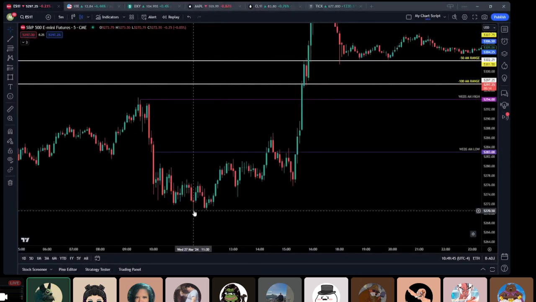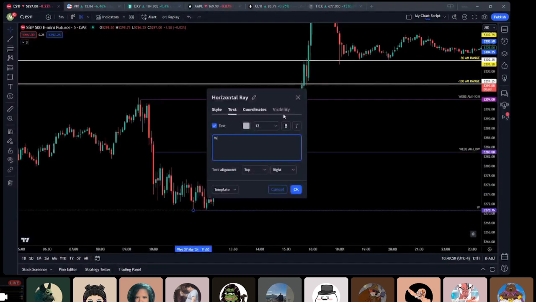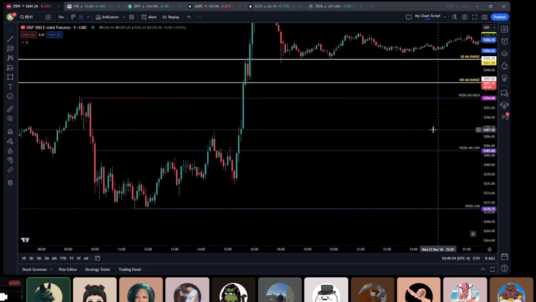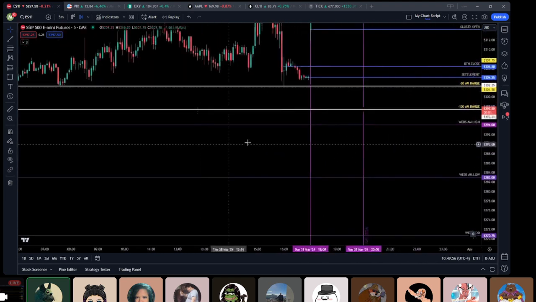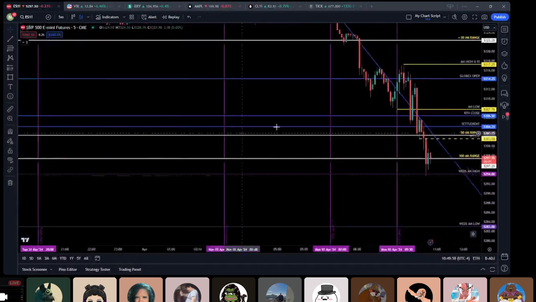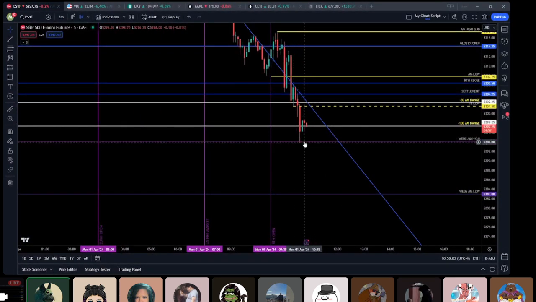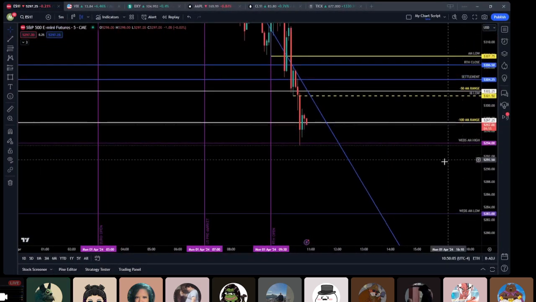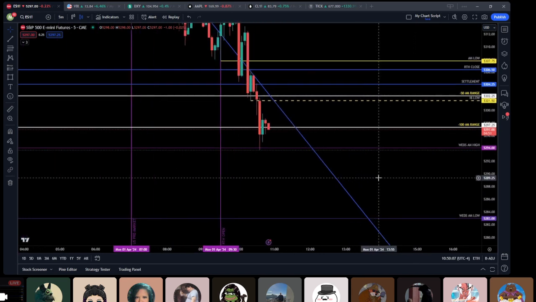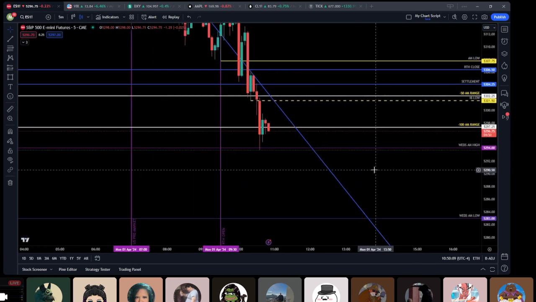And then we're also going to mark Wednesday's low of day. And there are 3 further support levels going down. And look at that. Wednesday AM high. We bounced right off of it. Look at that. Isn't it great when it works out like that?